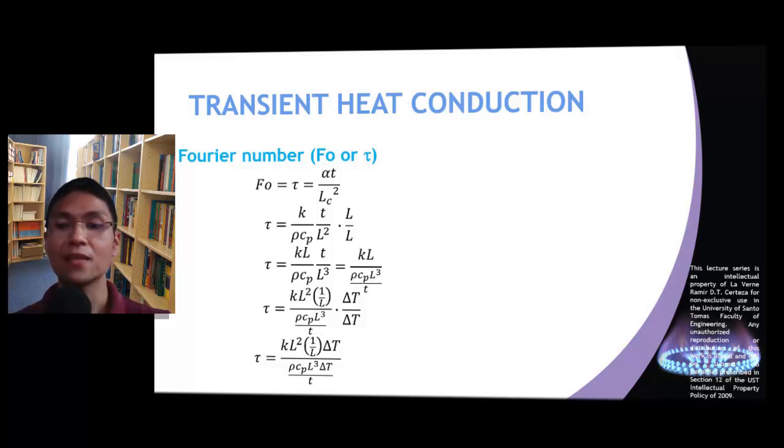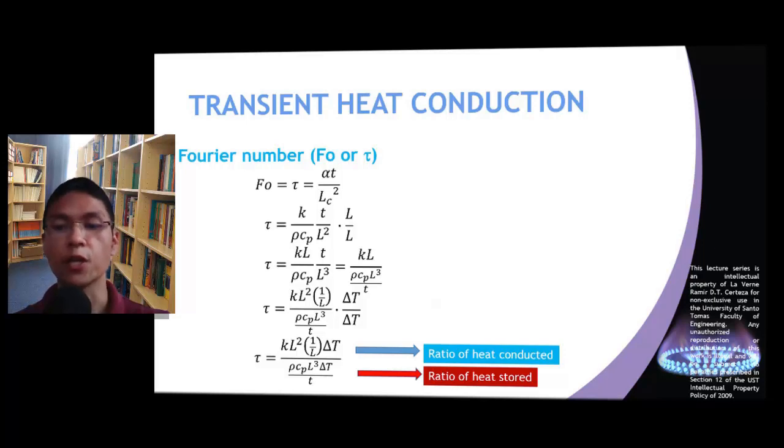We can see in this transformed formula that the Fourier number just represents the ratio of the rate of heat conduction through an object with a cross-sectional area L squared and a thickness L to the rate of heat storage inside an object with a volume L cubed.